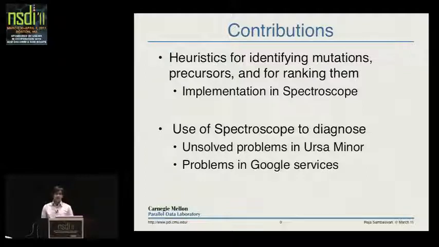Our paper presents several contributions. I'm going to focus only on a subset here, specifically heuristics and algorithms for identifying mutations, precursors, and for ranking them according to their contribution to the performance change, their implementation in a tool set called Spectroscope, and the use of Spectroscope to diagnose real, previously unsolved problems in a distributed storage service called Ursa Minor, which looks identical to the architecture diagram I showed you in slide 3. Also, to show that our approach is valid in other systems, preliminary experiences using Spectroscope to diagnose real problems within select Google services, for example, Bigtable.